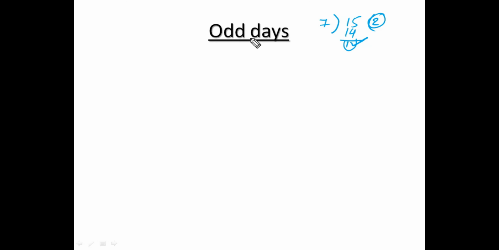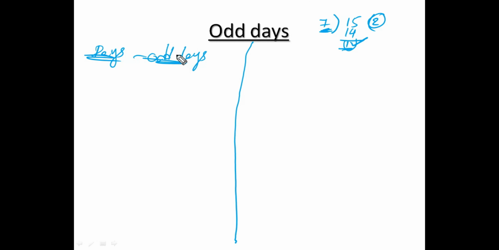What are odd days? Another definition for odd days is: if the divisor is 7, the remainder will be the number of odd days. Okay, see, days and odd days.